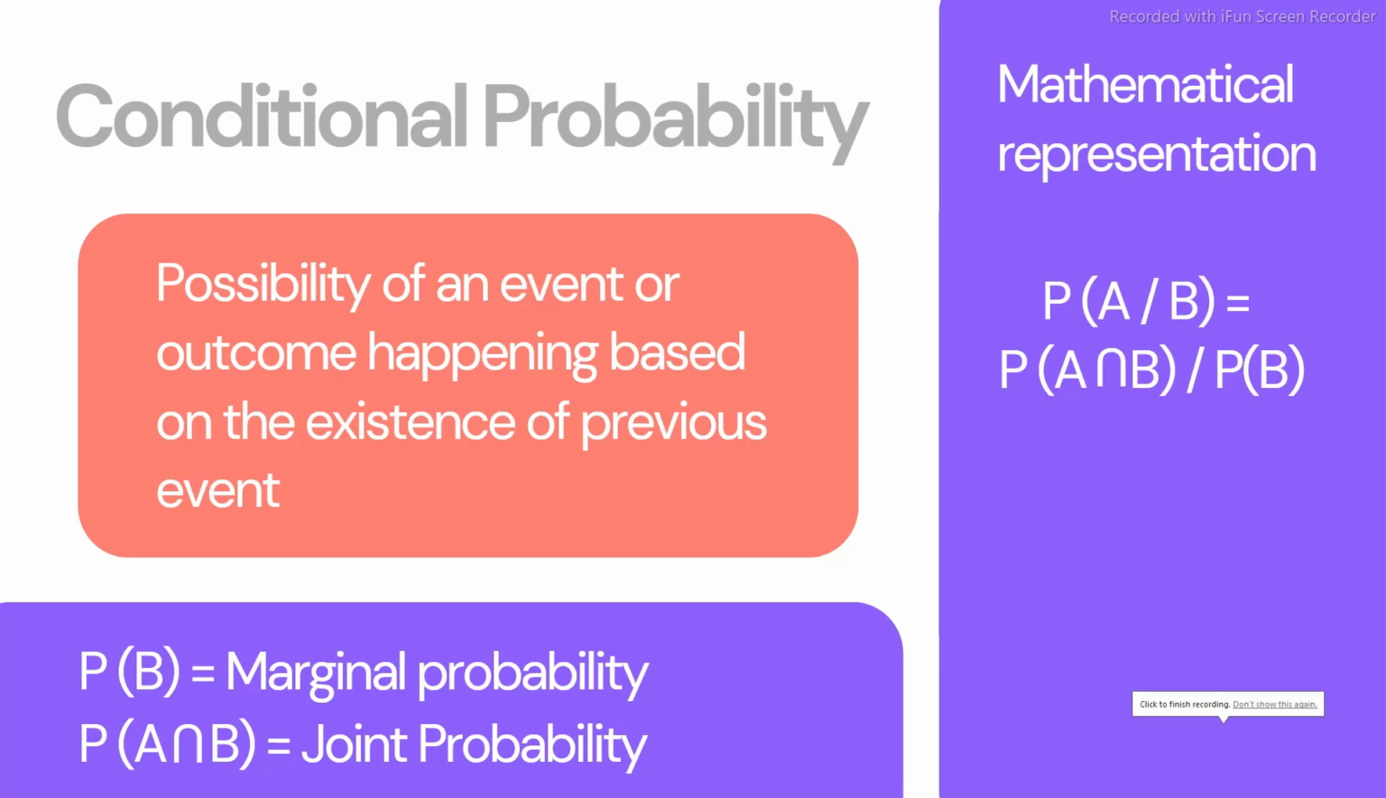Well, now I am going to discuss conditional probability. It can be defined as the possibility of an event or outcome happening based on the existence of a previous event. It is a probability that is calculated using the previous events.